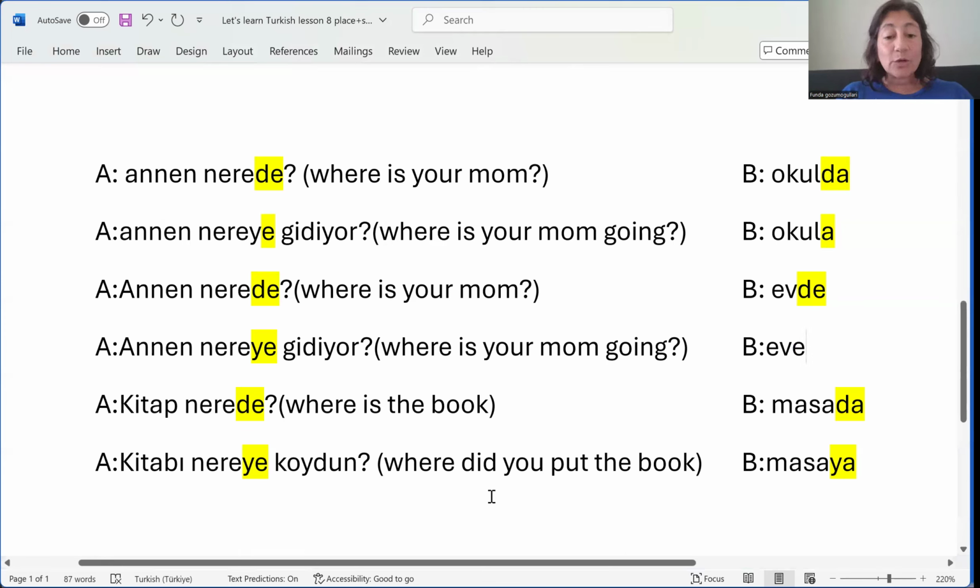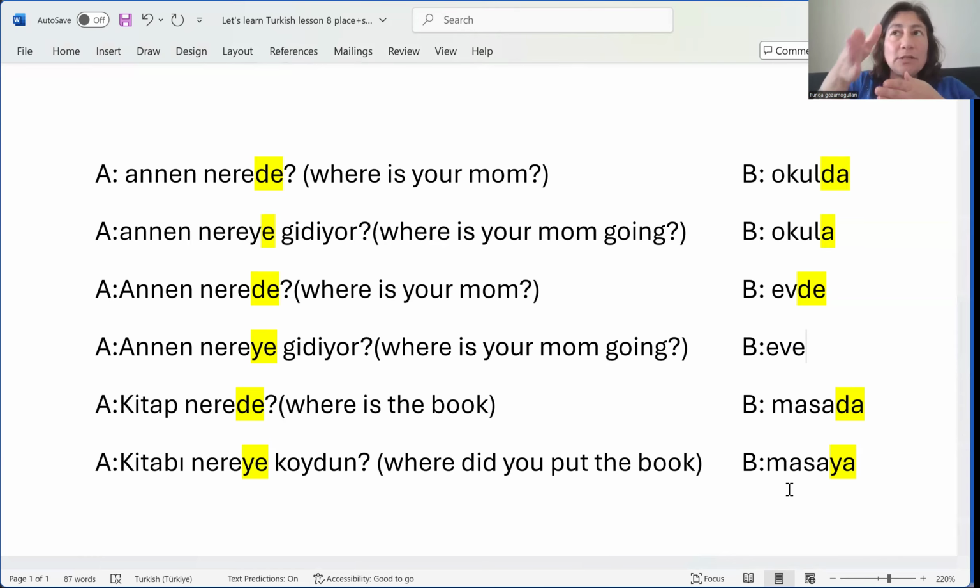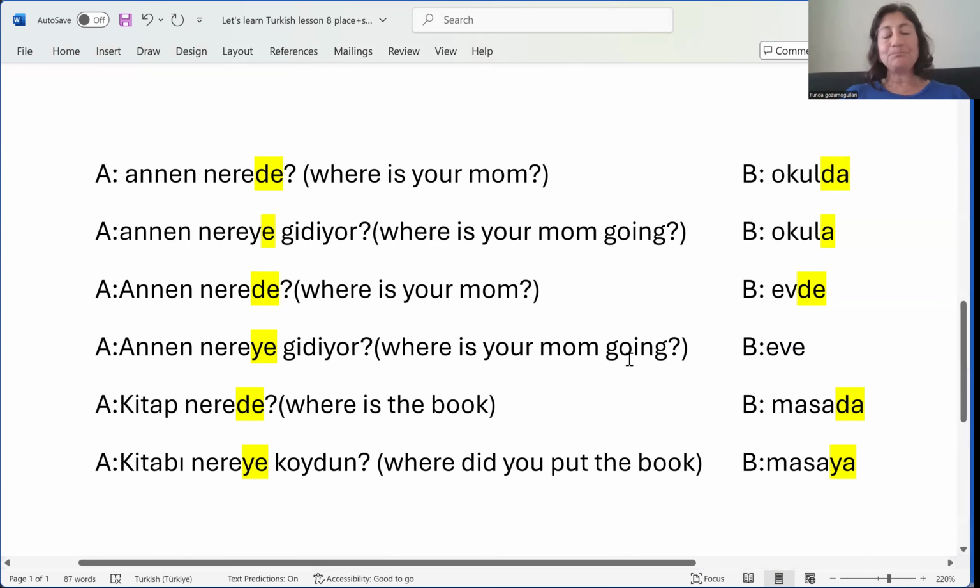So kitabı nereye koydun? Nereye? Where did you put the book? Masaya. I put it on the table. But here, I put it on the table. It doesn't mean that it is on the table. If I say the book is on the table, then I would say kitap masada. But in my sentence, while I say I put it on the table, there's a movement, taking the book and putting it on the table. So ben kitabı masaya koydum.